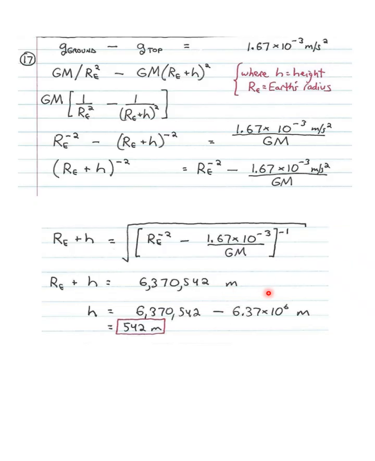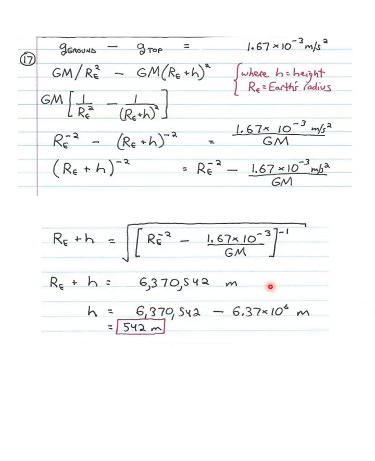So when you plug everything into the calculator, you've got the radius of the Earth. You can look that up. You've got minus 1.67 times 10 to the negative 3. You've got your universal constant G. You've got the mass of the Earth. You can look all those things up if you don't know them.